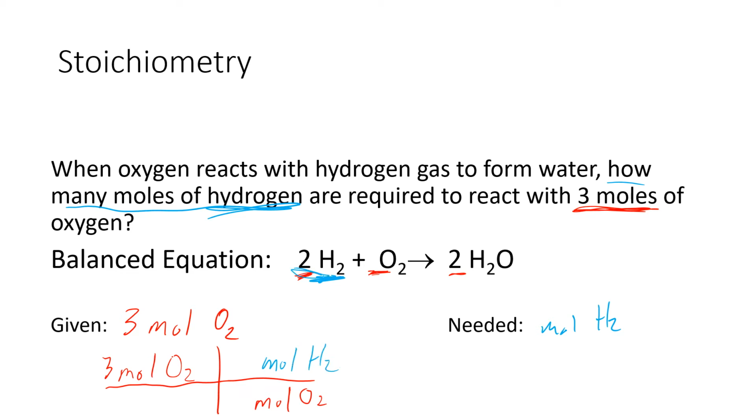So this balanced equation here, 2 moles of hydrogen for every 1 mole, understood that since nothing's written here, that's 1 mole of oxygen. That will allow you to cancel moles of oxygen. And now all you're going to do is multiply the tops and divide by the bottoms. So 3 times 2 is 6, and that's moles of hydrogen, and it's going to be divided by 1. So it's moles of hydrogen. So that's how you do that.